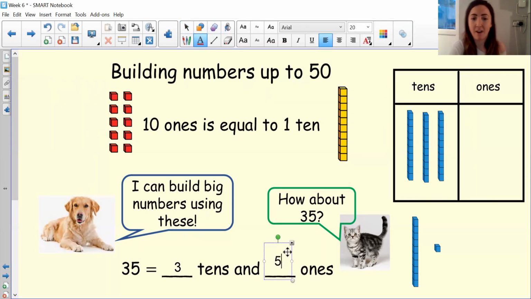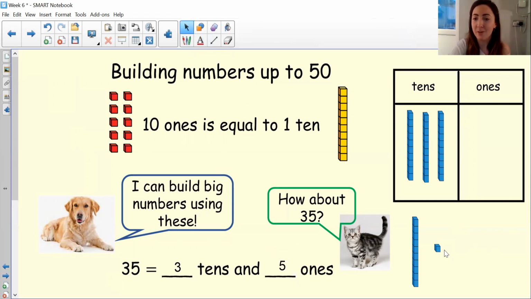So 35 is equal to 3 tens and 5 ones. Let's carry on building it. So we need those ones now. 1, 2, 3, 4, 5.